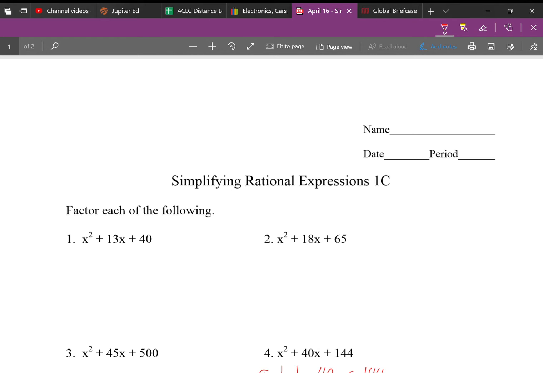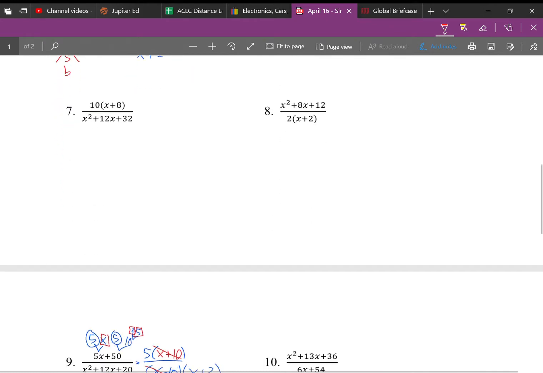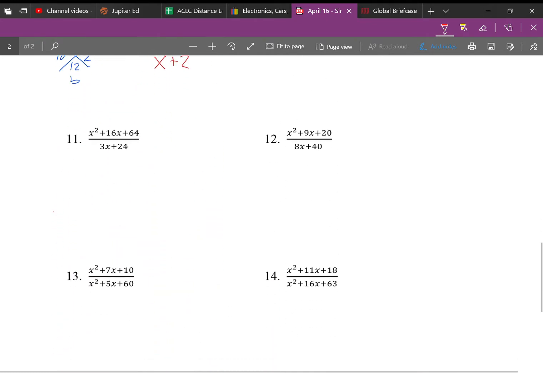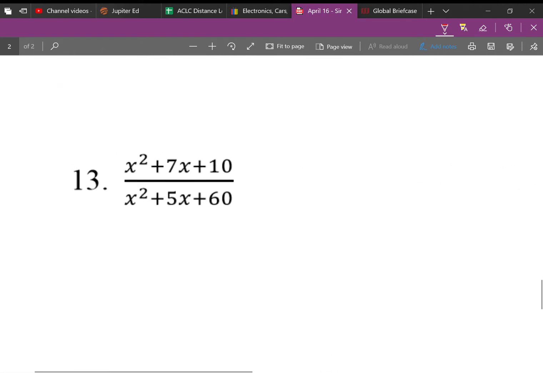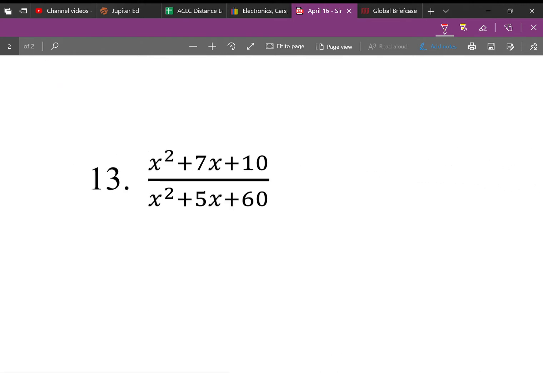Hey guys, we are still in Simplifying Rational Expressions 1C. I wanted to do one more example with you, and that's problem 13. Now, I actually had started to record this video earlier when I realized that there's a mistake on this problem, and that mistake is that this 60 should really be a 6.